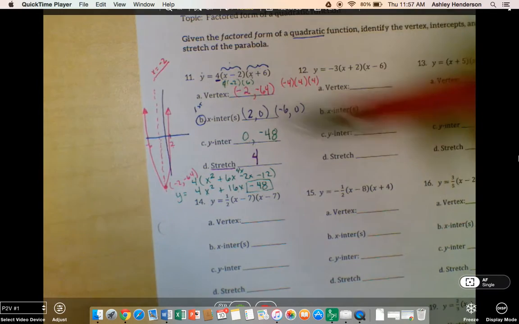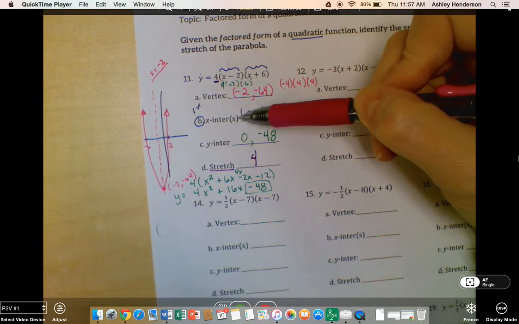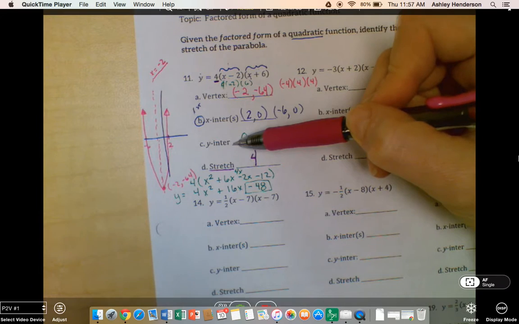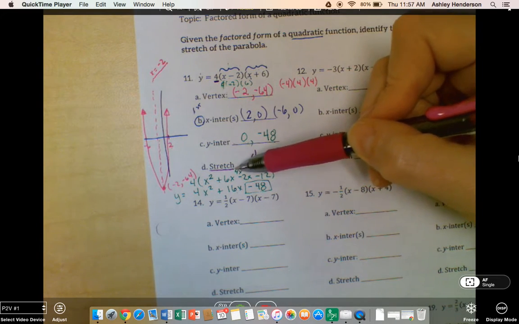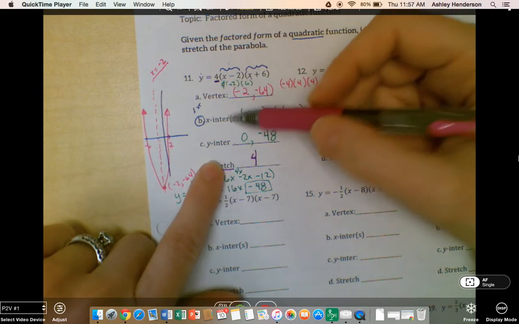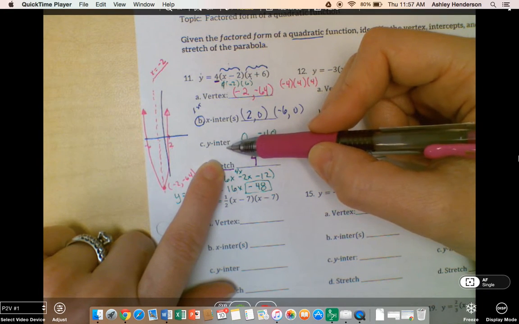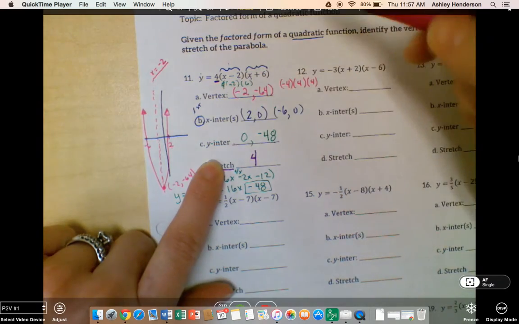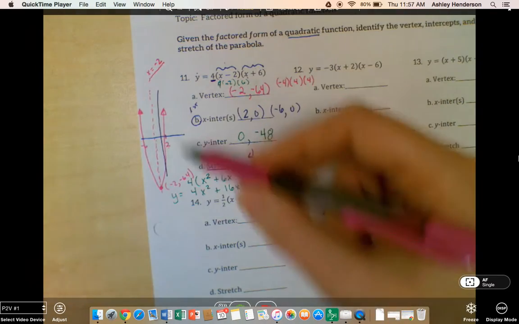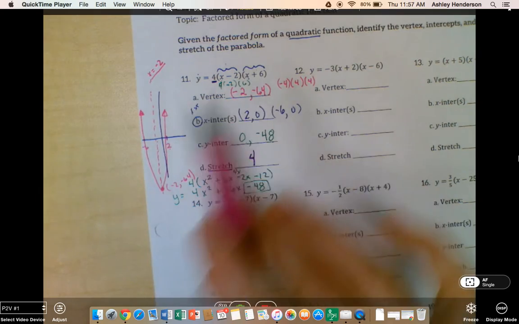For a quadratic, our key features are the vertex, the x-intercepts, the y-intercepts, and then the stretch of it. You could really just choose these three. If you got these three features on the graph, you would definitely have a good looking quadratic. So that should be enough to get us through the graphing from factored form.